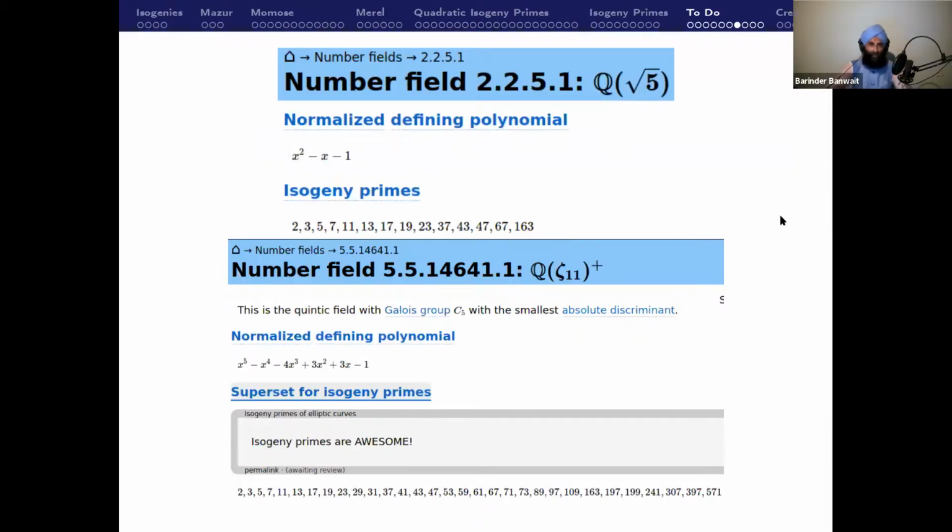So this is something I threw together in an LMFDB sandbox. If you know what the isogeny primes are, then you just write that, here they are. If it's just a superset, then you say, okay, well, this is a superset, and you list that. This, by the way, is the superset for this degree 5 Galois number field. So these aren't just made-up numbers. I'm not proposing that they go right at the top of the homepage. I just did this to get small screenshots.